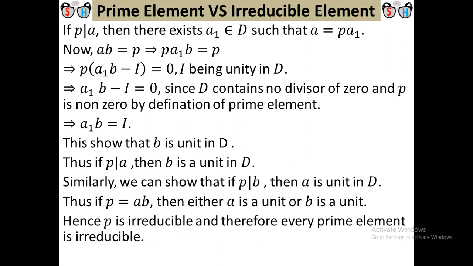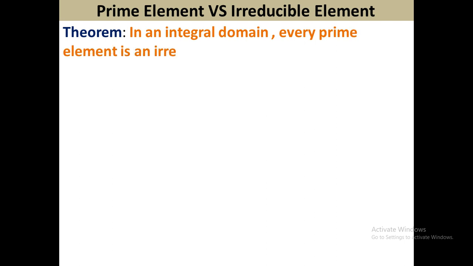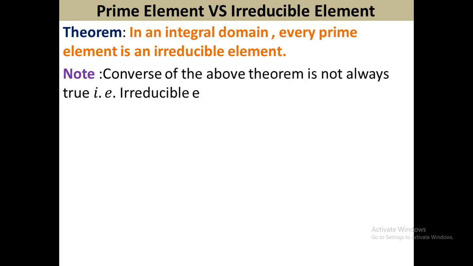So I have proved the theorem. The statement was: in an integral domain every prime element is always an irreducible element. But the converse of the above theorem is not always true. That is, every irreducible element is not always a prime element.